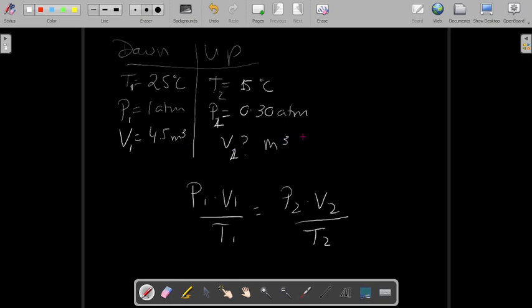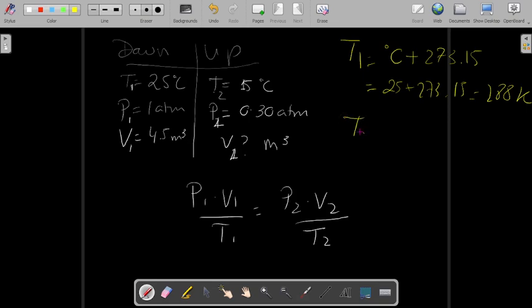Okay. The first thing I'm going to do is translate my temperatures. Temperature 1: remember that we need it in kelvins, and all I have to do is add 273.15 to it. So it's 25 plus 273.15, and this adds up to 288 kelvin. What about temperature 2?